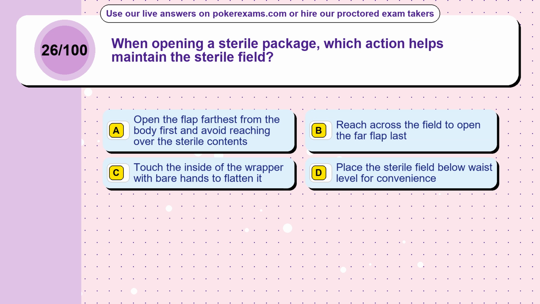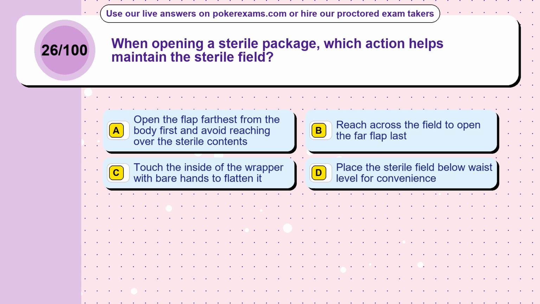Question 26. When opening a sterile package, which action helps maintain the sterile field? Option A, open the flap farthest from the body first and avoid reaching over the sterile contents. Option B, reach across the field to open the far flap last. Option C, touch the inside of the wrapper with bare hands to flatten it.